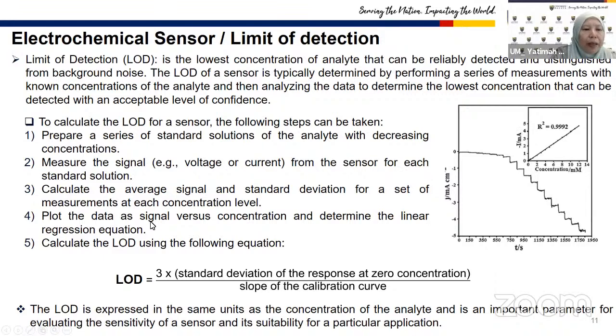current. And then from here, you will calculate the LOD using the following equation. LOD is equivalent to 3 times the standard deviation divided by the slope of the calibration curve. Then you can convert it to your concentration.